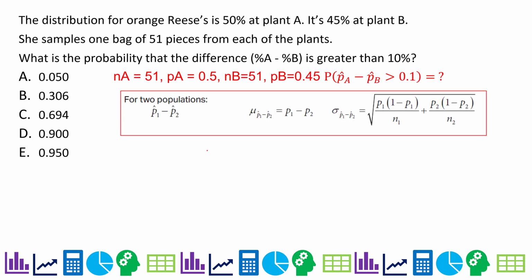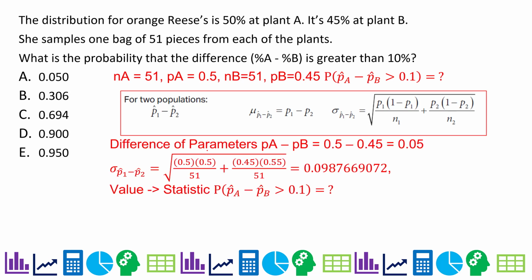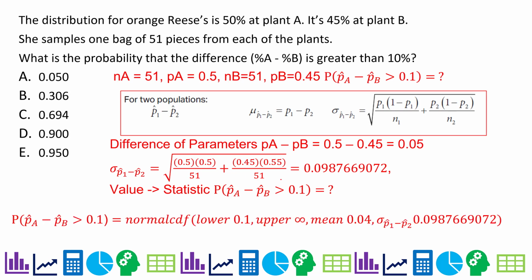So now we get to do the calculations. This one's a little more intensive, but not too bad. So we calculate the actual difference in our parameters. So we find that we expect a difference of 0.05, right? So that's the difference in the two proportions. Then I substitute in the values with the calculator, and I get my new standard deviation. And so I have my true mean and I have my standard deviation, and I can just basically go normal CDF, right? And I get a value of about 30.63% or 0.306. So the correct answer is B.